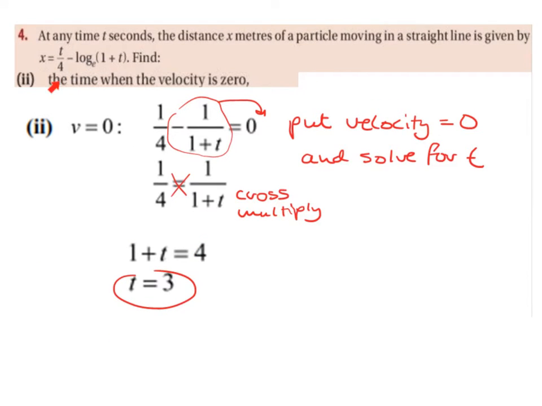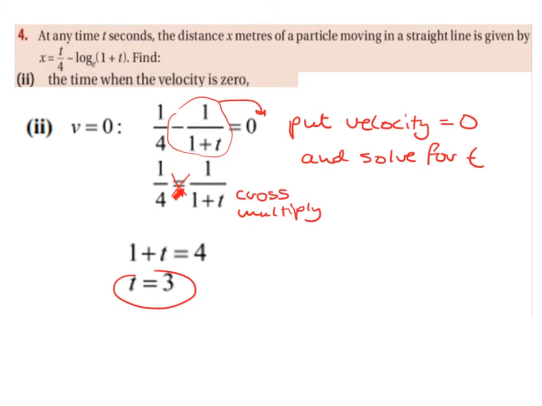Part 2. The time when the velocity is 0. So all we have to do is let v be equal to 0. So we put the velocity equal to 0 and we solve for t. So the velocity, which we worked out in part 1, is a quarter minus 1 over 1 plus t. We let that equal 0. So we take the minus 1 over 1 plus t, we bring it over the equal sign, and it becomes positive 1 over 1 plus t.